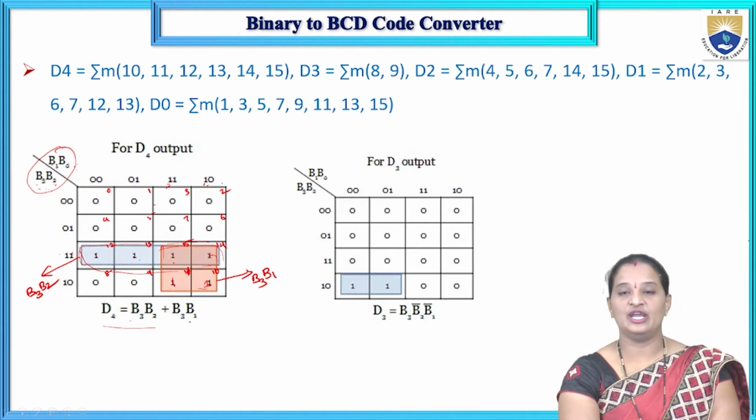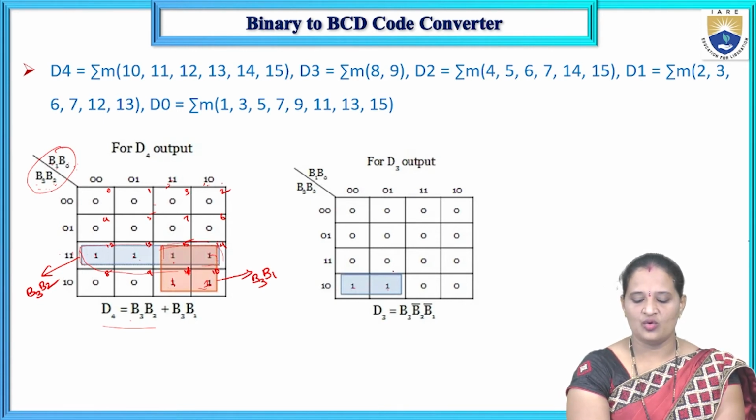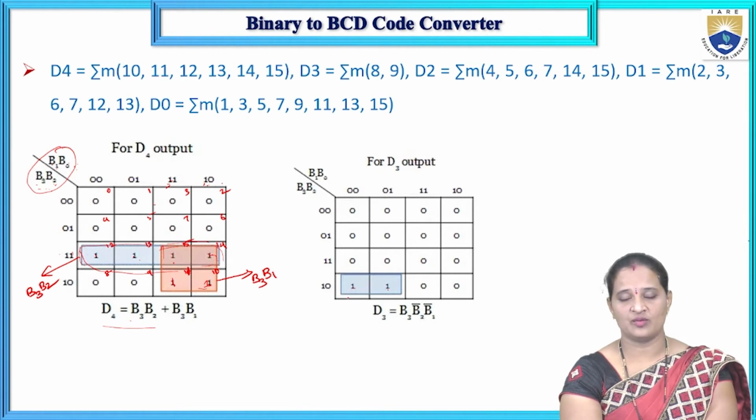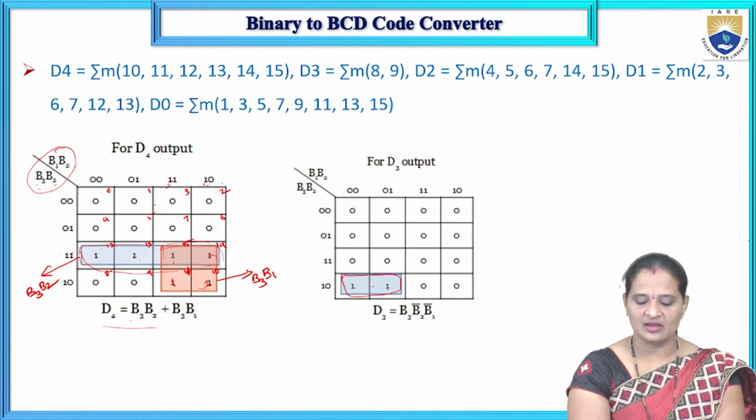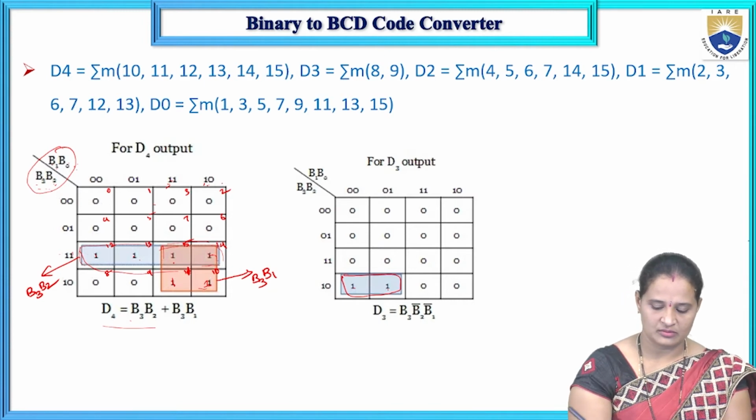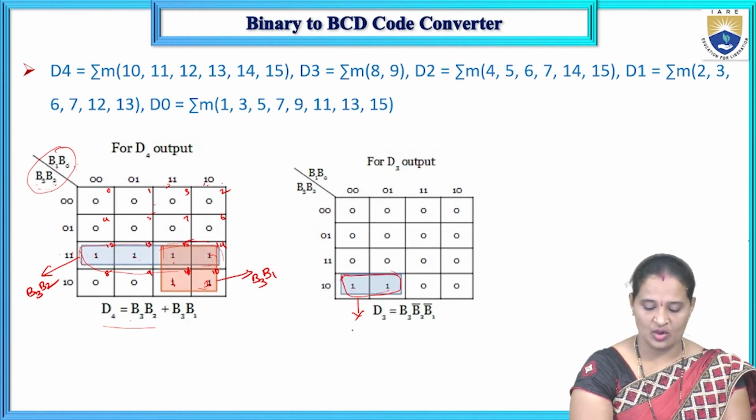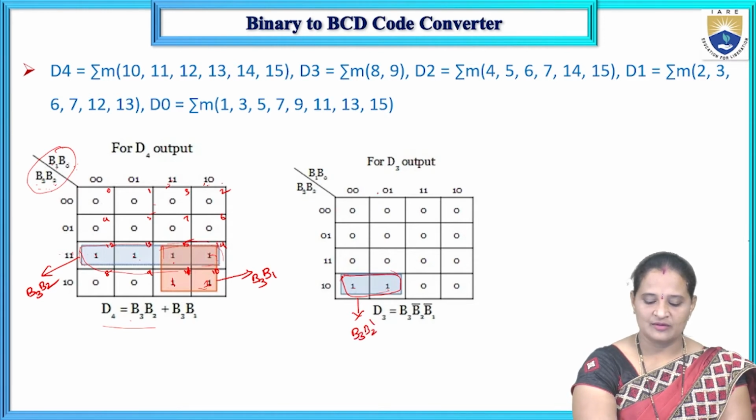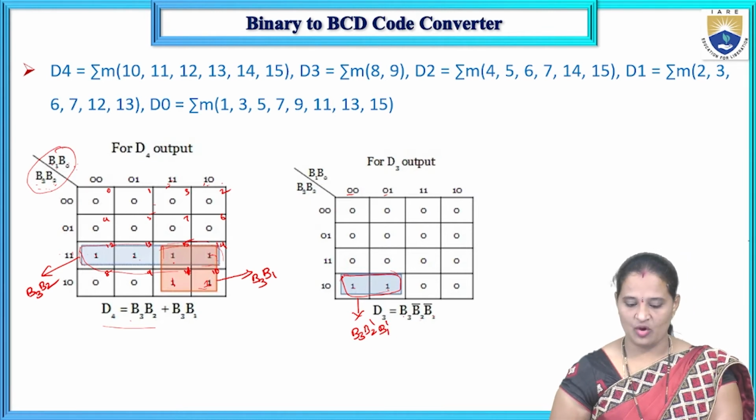Now similarly for D3. The D3 function is becoming 1 only for the minterms 8 and 9, so 8 and 9 are marked with 1. Only a pair can be formed because only 2 cells are marked with 1 and all the remaining cells are marked with 0. So I can group only these 2 because these 2 are adjacent. Now if I write the prime implicant for this one, as this is formed by this row, it has common values B3 as 1 and B2 as 0, so B3 B2 complement. Whereas for these 2 columns, B1 value is common, which is 0, whereas B0 value is varying, so eliminate B0, so B1 complement. So B3 B2 complement B1 complement, right?